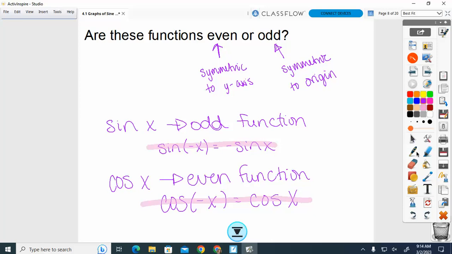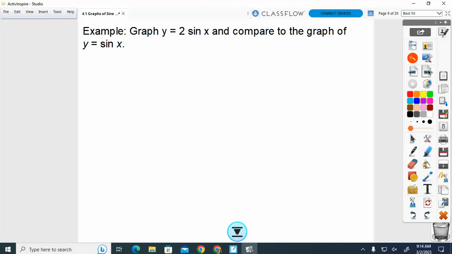So let's start looking at some variations of these graphs. I want to graph y equals 2 sine x and compare it to the graph of sine x. So technically these graphs go forever, so you could draw any interval you want. We're going to usually go 0 to 2 pi because that's all the way around the circle.